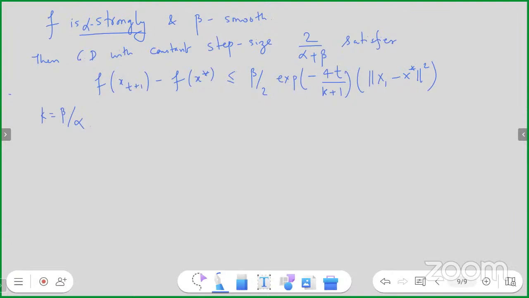The thing which I am not going to prove, which I will use in part of your homework, is the following. This is actually a very standard result and you should know it. So, lemma: let f be alpha strongly convex and beta smooth.